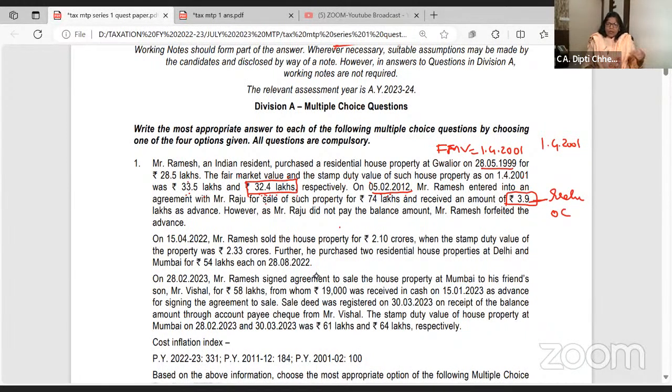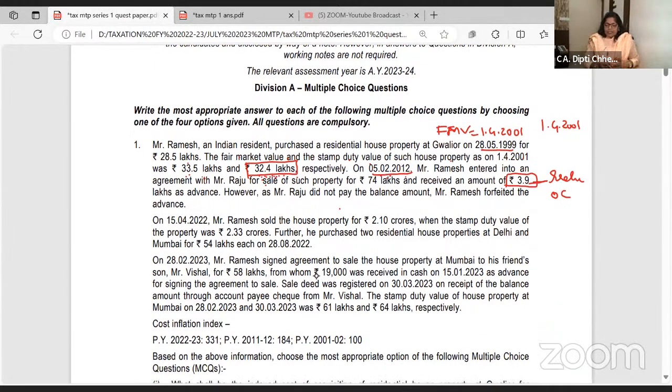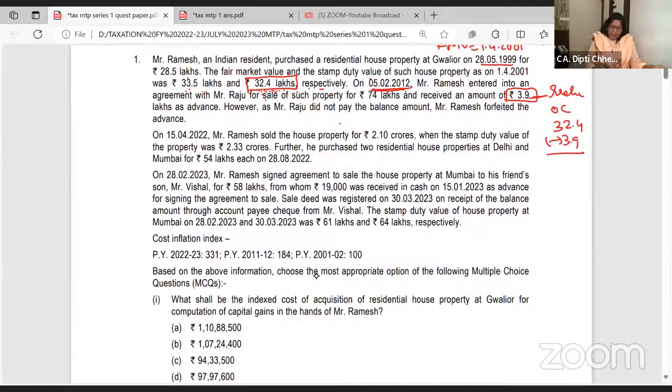Are you all with me? From the original cost. What is the original cost for us? 32.4. Because actually the original cost is 28.5. But we are taking so many adjustments in this MCQ. It seems like an MCQ, but it is more tricky than solving the problems. I hope it is clear to all of you, because advance money is forfeited before 1st April 2014, I will reduce it from the cost and then I will take the indexation, 32.4 minus 3.9.